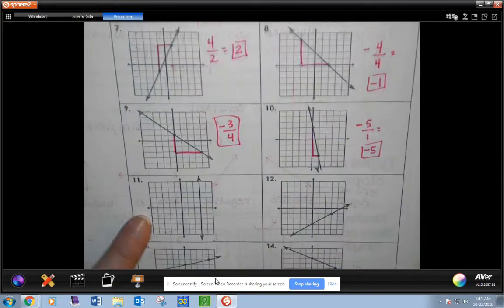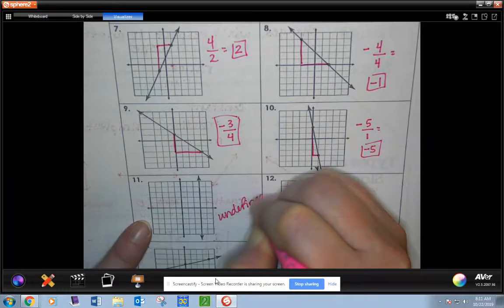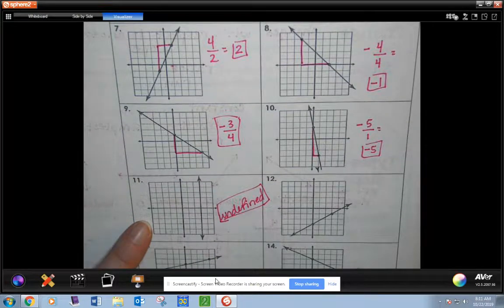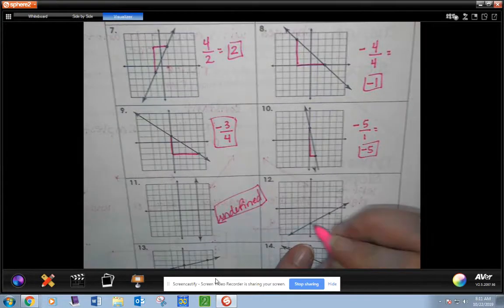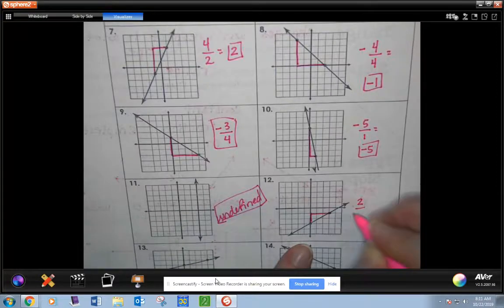All right, 11. How'd you know it was undefined? Straight up and down. Okay, straight up and down is always undefined. Number 12, is it positive or is it negative? 12 is positive, it's going uphill. How many did I rise? 2, how many did I run? 3. Can that simplify? No.